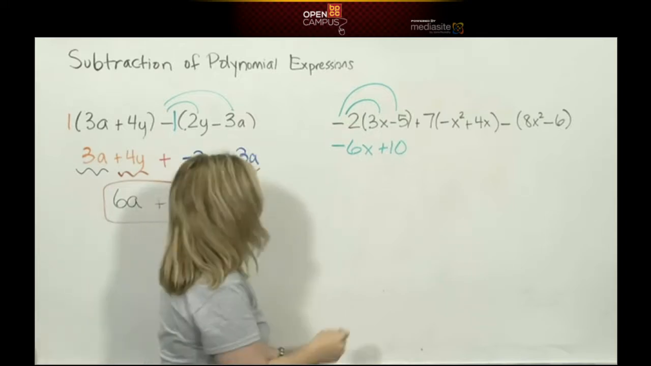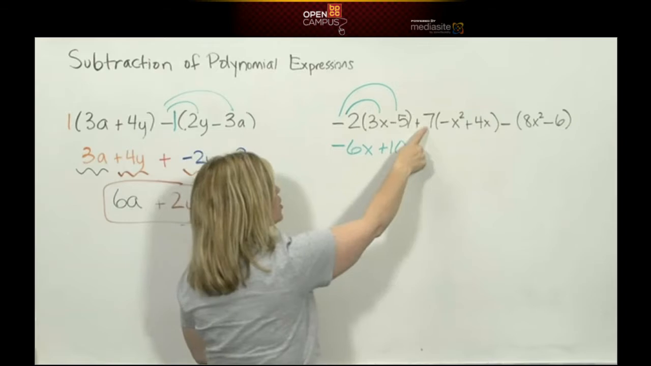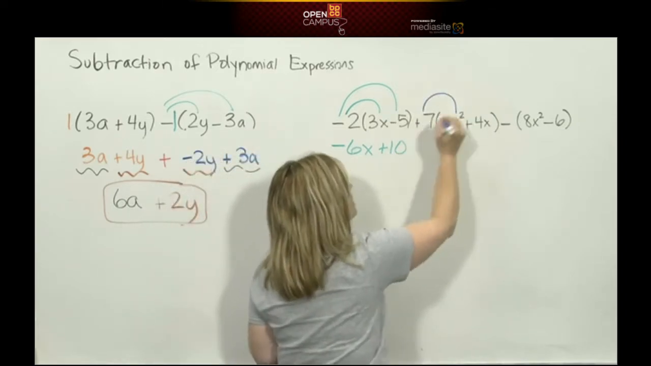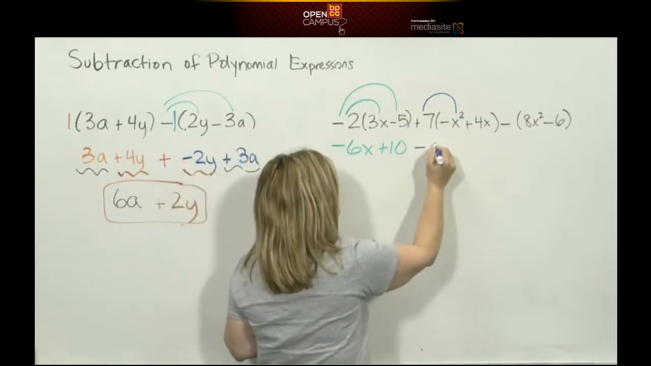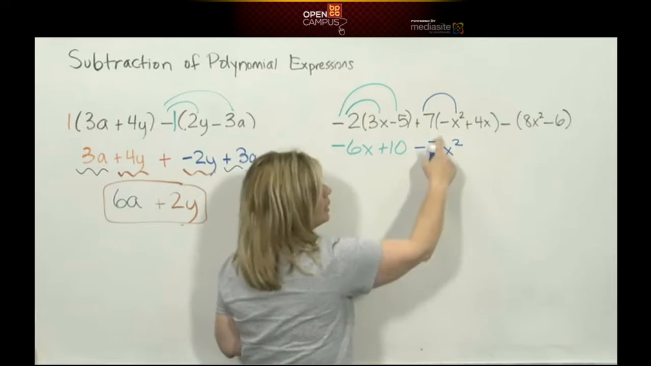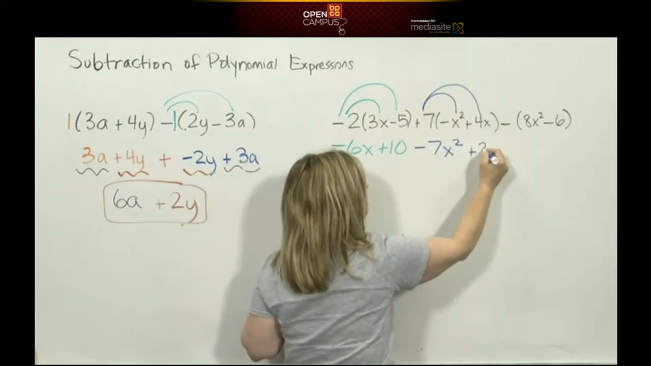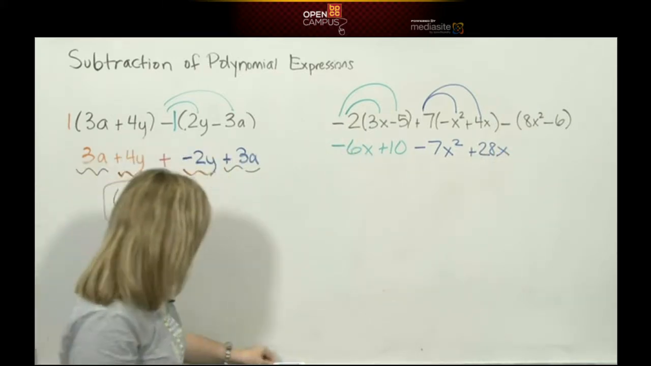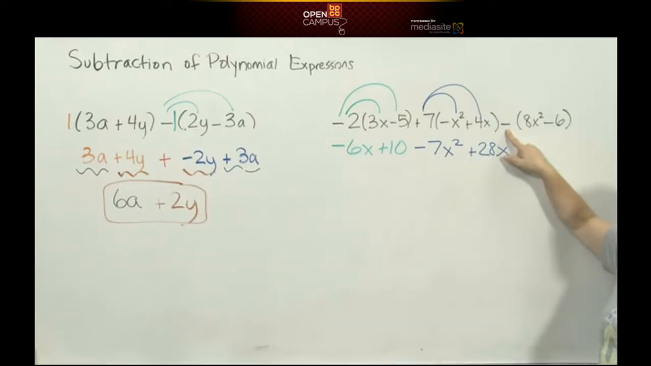Okay? We again have another set of parentheses. So to get rid of our parentheses, we're going to distribute, and this time we're going to distribute a positive 7. Positive 7 times negative x squared would be a negative 7x squared. Positive 7 times positive 4x would be positive 28x. Okay? We're moving along. Now I see subtraction.